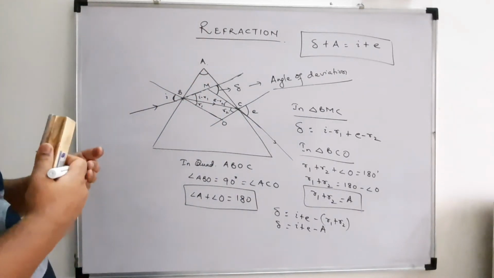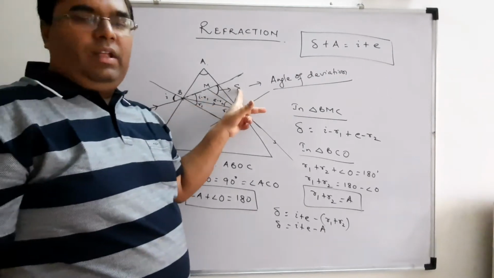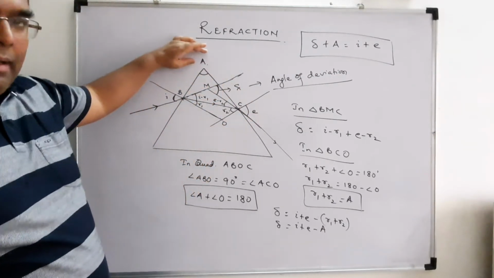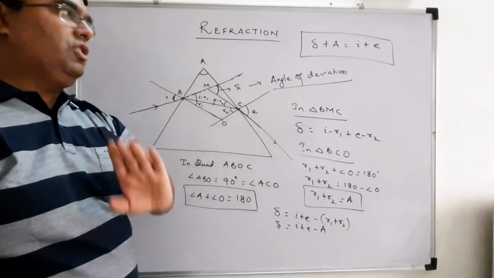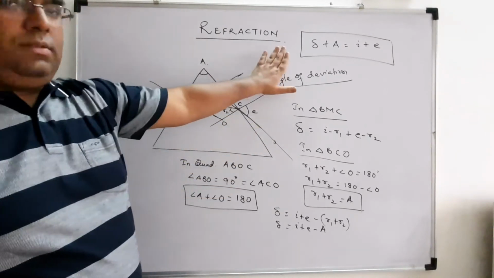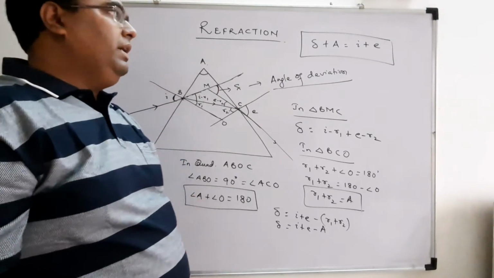Correct? So we have got a relationship which includes angle of deviation, prism angle, angle of incidence and angle of emergence. Remember this formula, delta plus A is equal to I plus E.